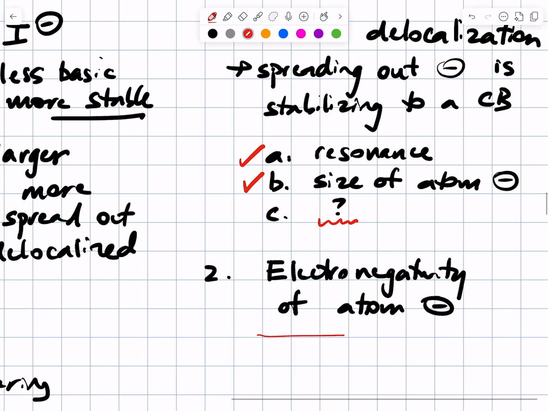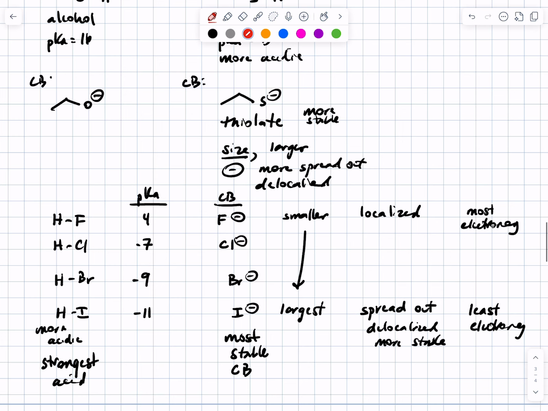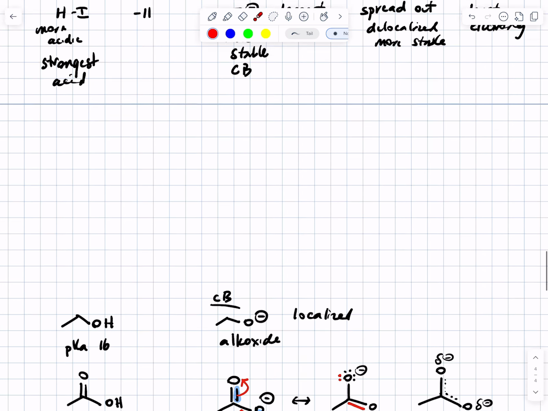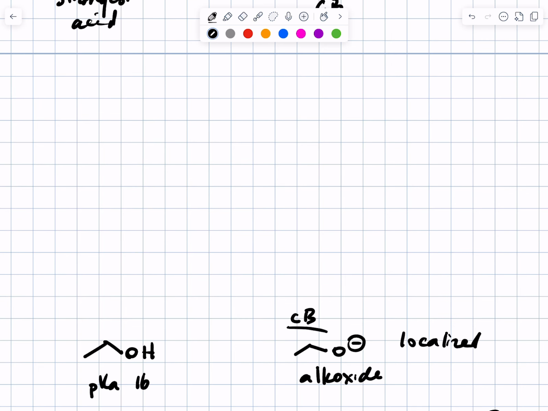I want to talk now about how the electronegativity of the atom that bears the negative charge matters, when it matters. You've seen when it doesn't. When the size of the atom is changing dramatically, as it is as you go down a column of the periodic table, the size matters more than the electronegativity differences. But when you are within a single row of the periodic table, and you're comparing across that row, then electronegativity matters. And you can see this if we look at the acidity of various second row acids.